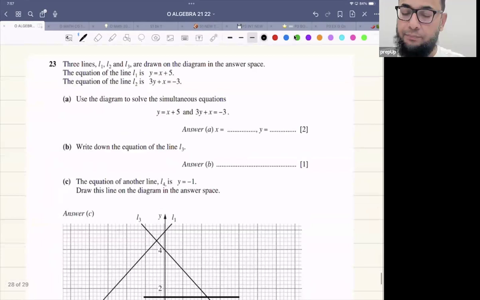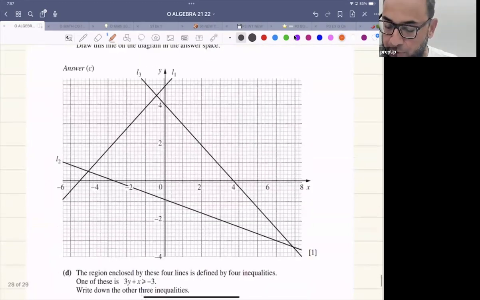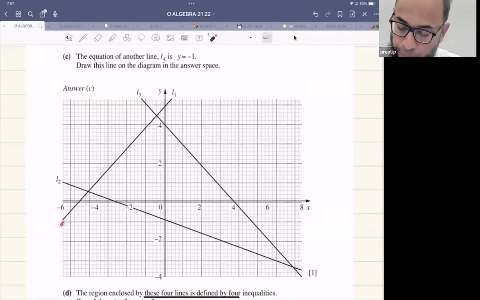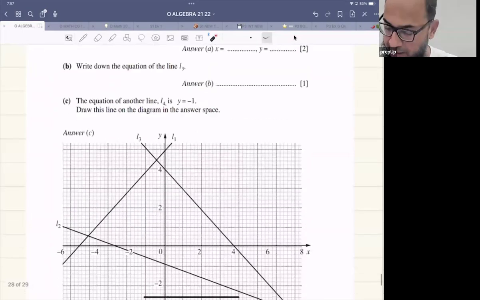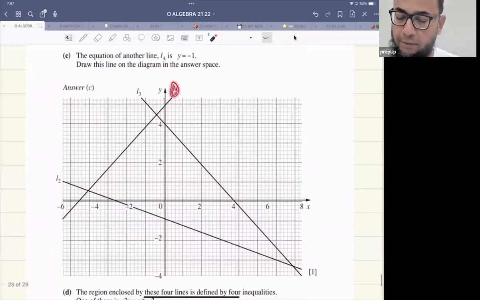Now let's look at this. Another past paper question. The question says 3 lines are drawn on the diagram in the answer space. The equation of line L1 is y equals x plus 5. Which one is y equals x plus 5? This is this one. It has a positive slope and it's passing through 5, the y-intercept. So this is line L1, and I think they have also labeled it. So I can, yeah, there it is, L1.